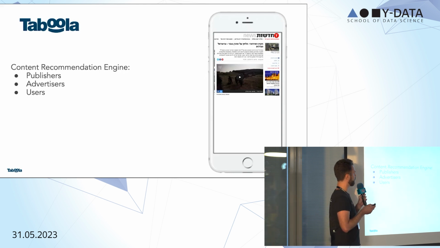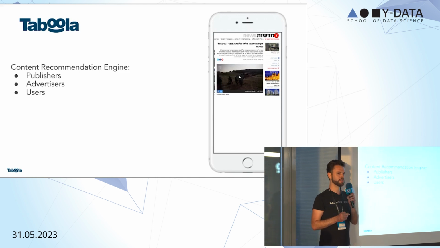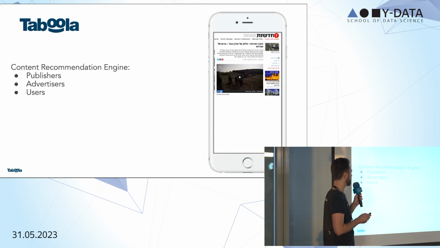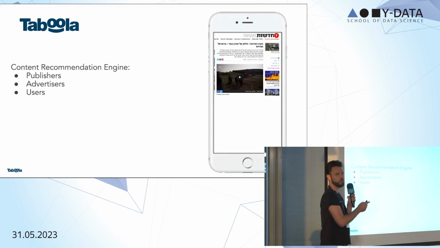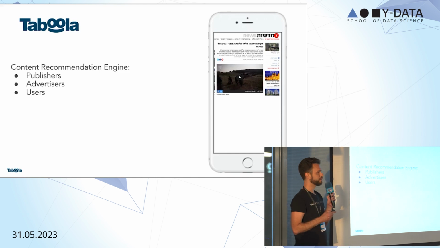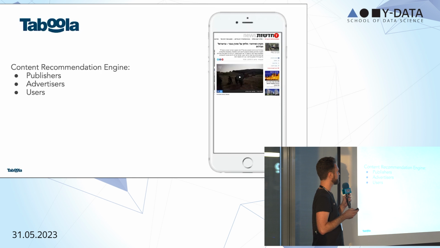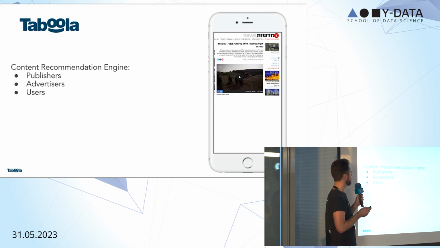So what happens here is that Taboola is an intermediary between the website which hosts the articles, the publisher we call it, the advertisers who want to place their advertisements on the website, and the users who are browsing the publisher websites, and then they click on the advertisements. So this is the system that's in place here.